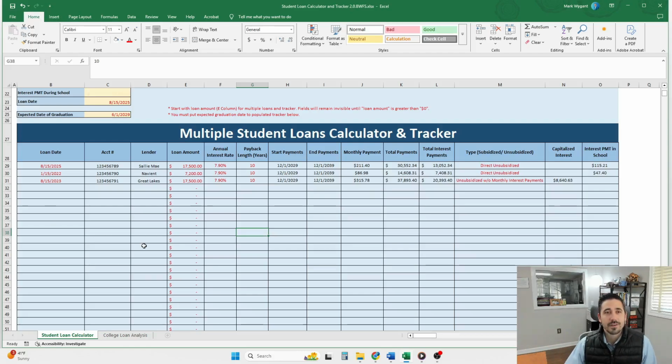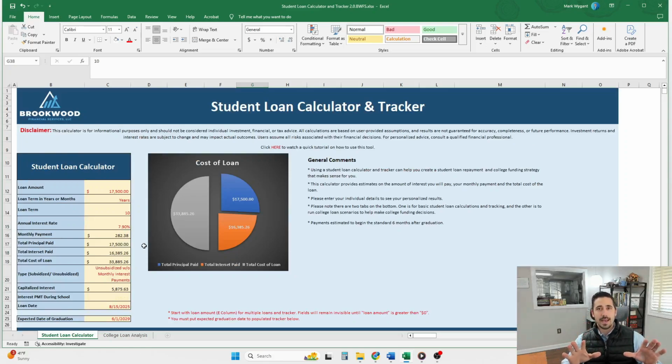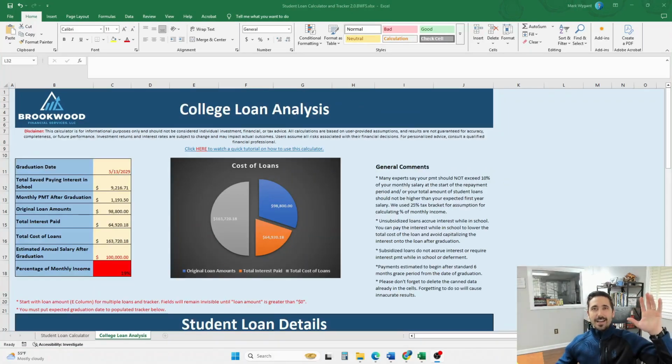So that's it for this tab. If you have any questions, please give me a shout. Let me know. The next tab is going to be a little bit more in depth, a little bit more of an analysis of whether I should pay while I'm in school or not, and we'll drive through that real quick. All right, I'm back.